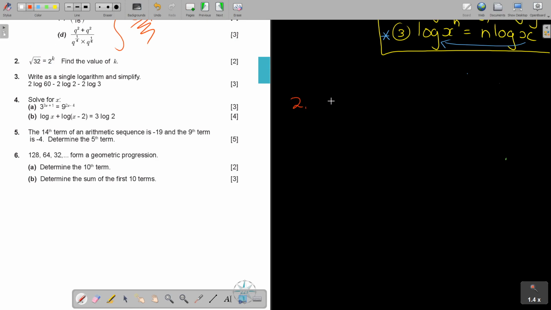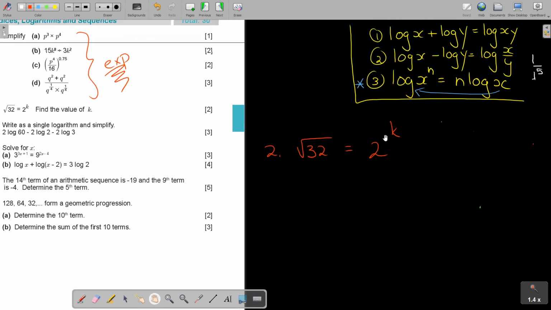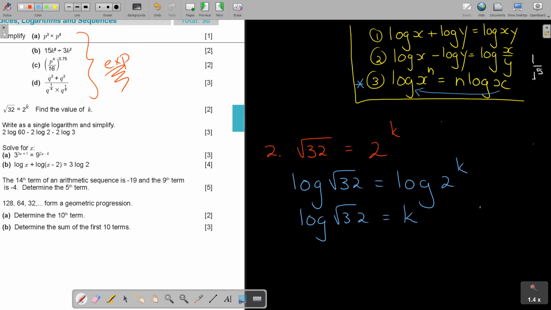So number 2, if you say 3, 2 equals 2k. So always if the variable is in the index or in the exponent, you can bring it down by making use of logs. Now I did it in the previous one with exponents, it's good. Or you could have just put logs on both sides. And then you do that law, the third one. And then you just divide by log 2, you just divide by log 2.